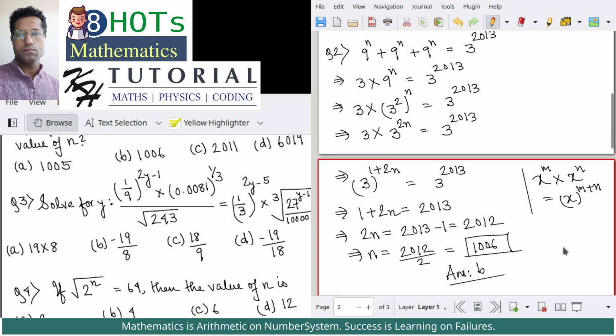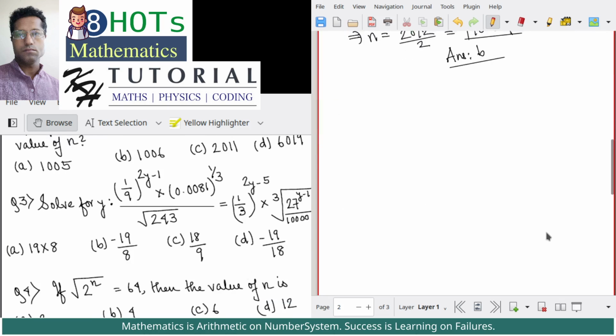Okay, let's do question number 3. Question number 3 is a little complex. It's a very complicated equation. Let's see. Nothing is complicated as long as your concept of laws of exponents is in the right place.